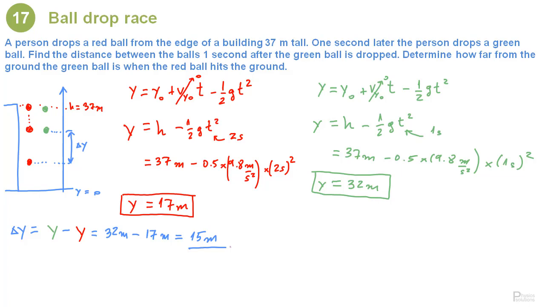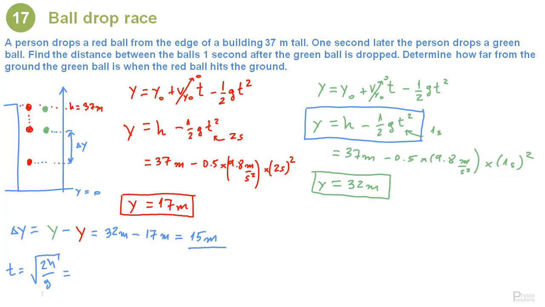Determine how far from the ground the green ball is when the red ball hits the ground. Here we can return to this formula that we obtained before we evaluated at t equal 1 second. This formula is valid at any time. So it would be great if we knew for how long the green ball has been moving when the red ball hits the ground. But we can do that because we derived in a previous exercise a formula that tells us the time that it takes for an object to fall from a given height. I will write this here. That time was square root of 2h divided by g.